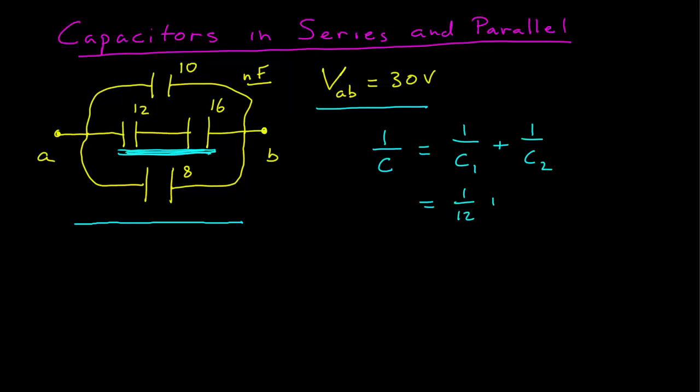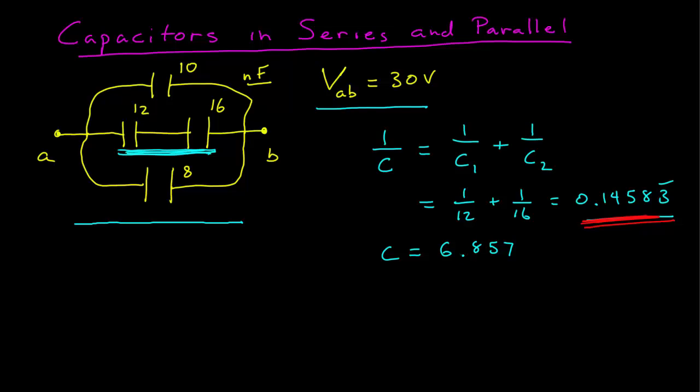1 over 12 plus 1 over 16 is equal to 0.1458. There's a 3 repeating there. And then to get the equivalent capacitance, I have to invert that number, which is then 6.857. Always remember to invert. One error I see a lot of students make is they get this number and then they stop. They forget to, in fact, invert that to get the equivalent capacitance.